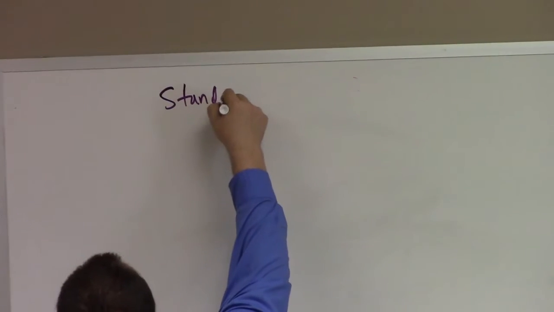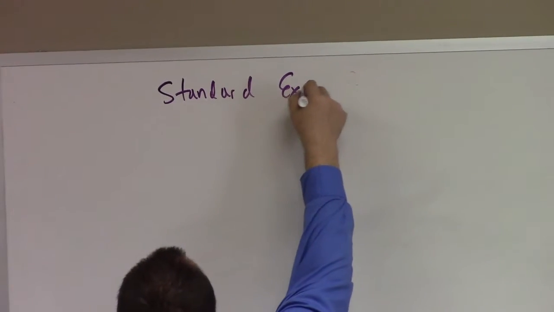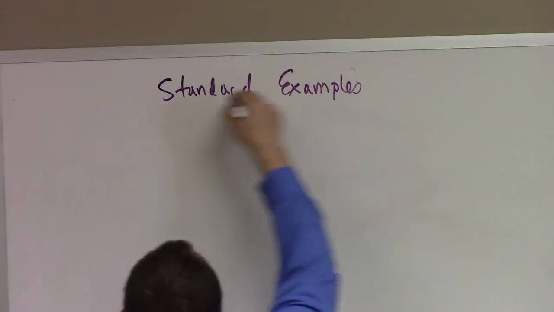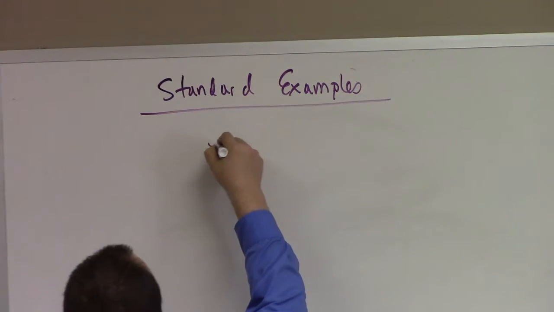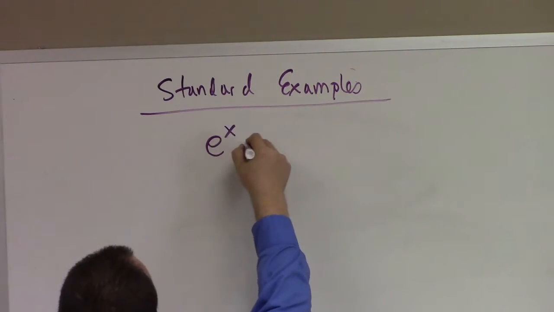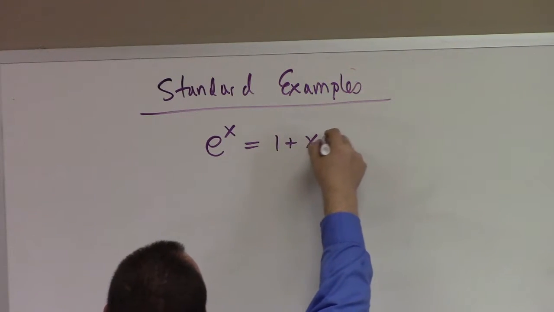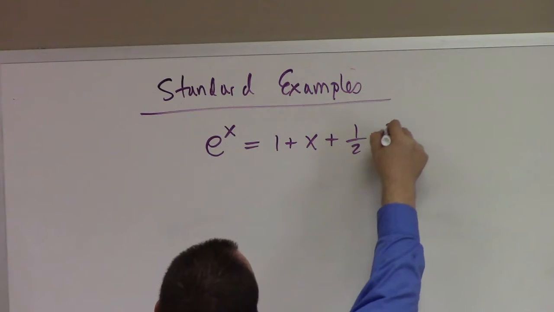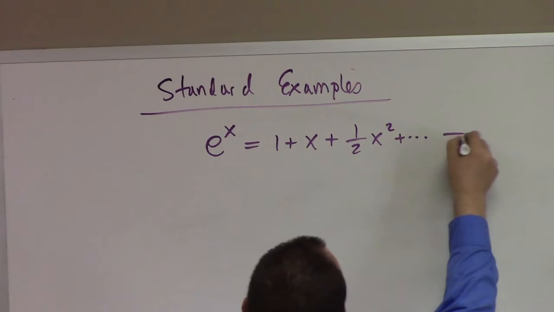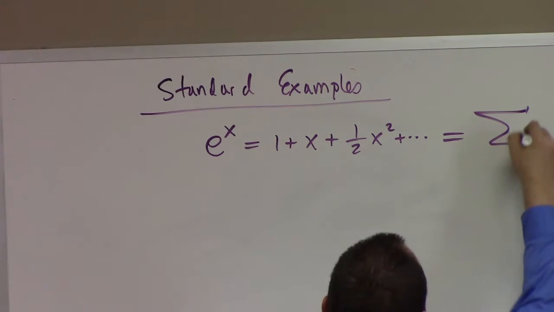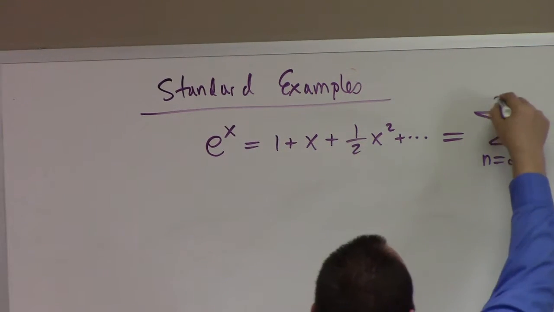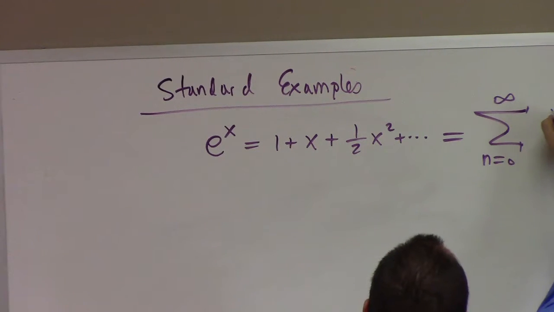So standard examples. I think I've already derived for you that the power series of the exponential is 1 plus x plus 1/2 x squared plus dot dot dot, right? In other words, it's the sum n equals 0 to infinity of x to the power n over n factorial.